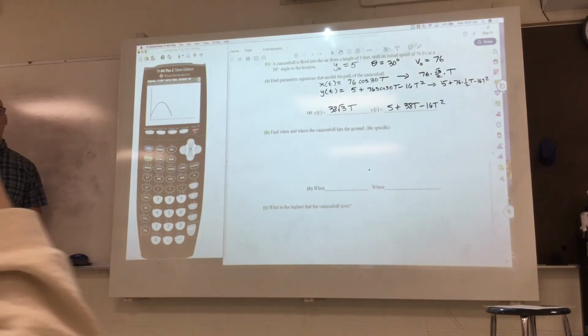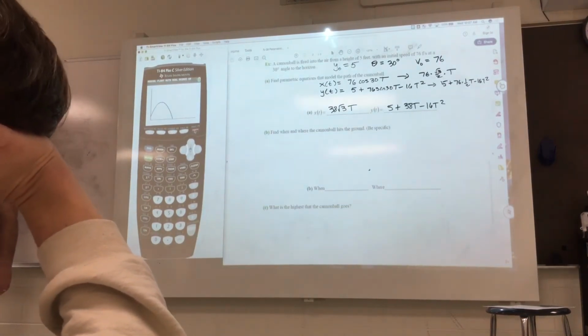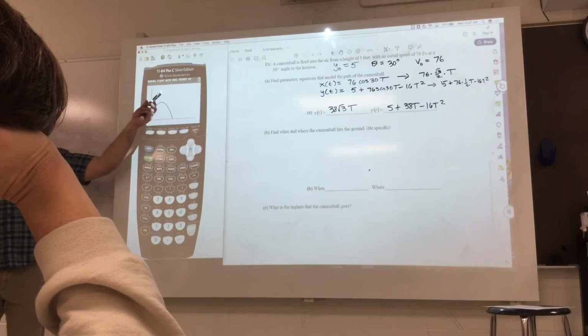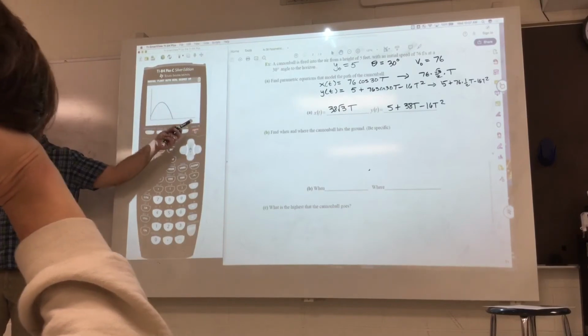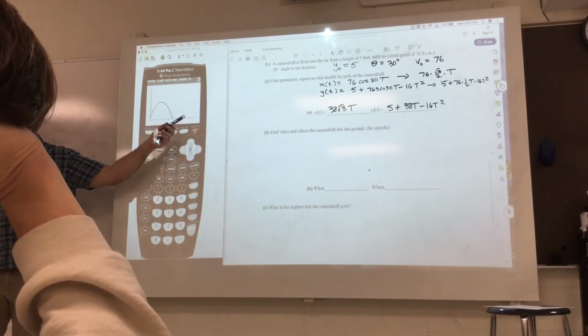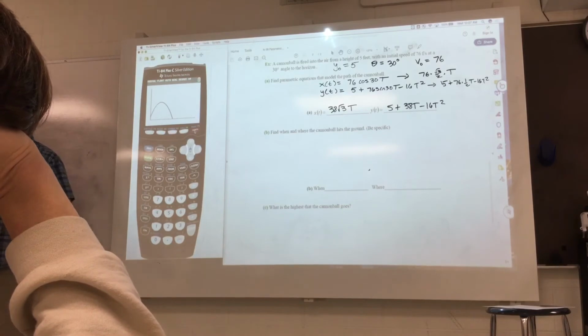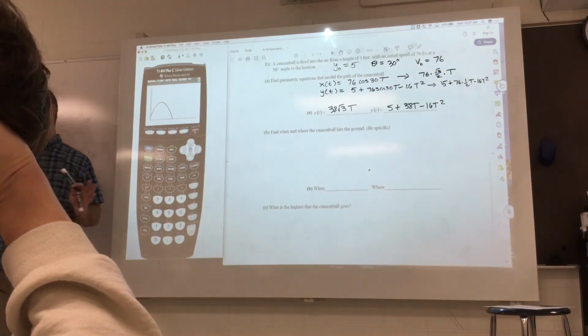The x is now time when you're back here. So, you remember how to do your maximum and minimum? Your zero function? This is a pain, because then you have to be switching your windows in and out. I'm not going to do it. Okay?